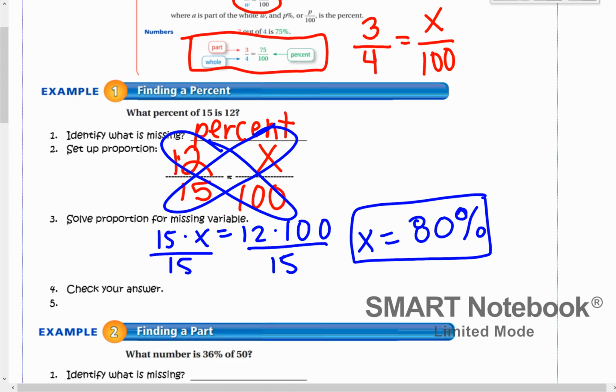Now this last step is to check your answer. It says what percent of 15 is 12? So 80% of 15, we could take in a calculator, 0.8 times 15, and you should get 12. If not, we made a mistake somewhere here in our proportion. That is what we do when we are missing percent.